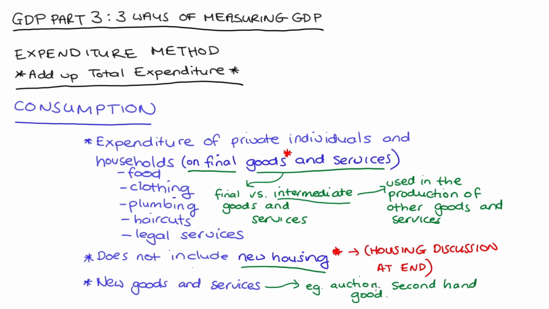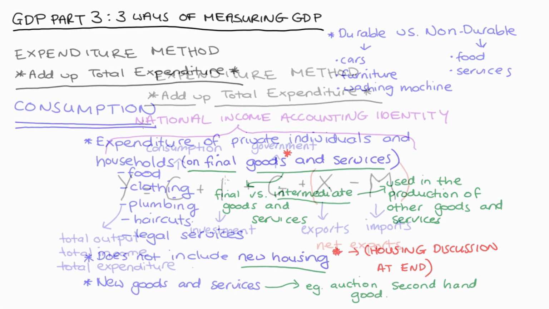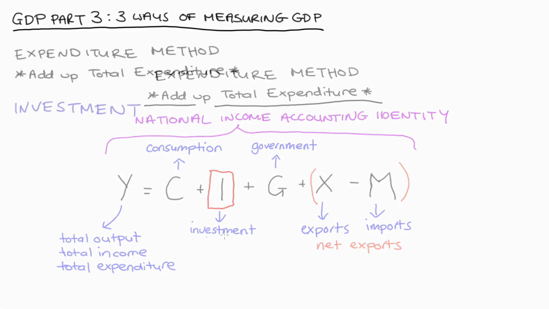Now, sometimes textbooks divide consumption into durables versus non-durables. Durable goods are things like cars, furniture, washing machines, etc. These goods tend to last a while, so their consumption lasts over a period of time. Non-durables are things like food, services. The consumption is immediate. So that's household consumption. Our next category of expenditure is I, investment.